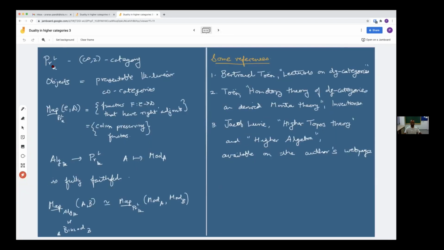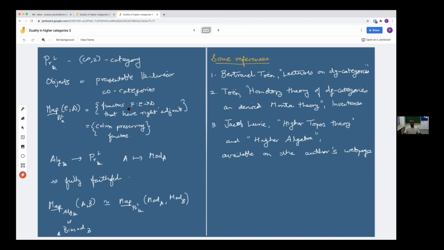And this notation that I'm using is that PRL_K is an infinity two category whose objects are presentable K-linear infinity categories. So these are large, if you prefer DG categories, you can think of them as co-complete DG categories that are generated by their compact objects. And the mapping space I define to be functors F: C to D that have right adjoints.